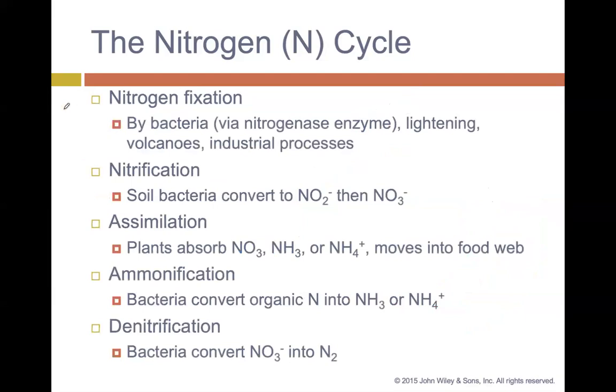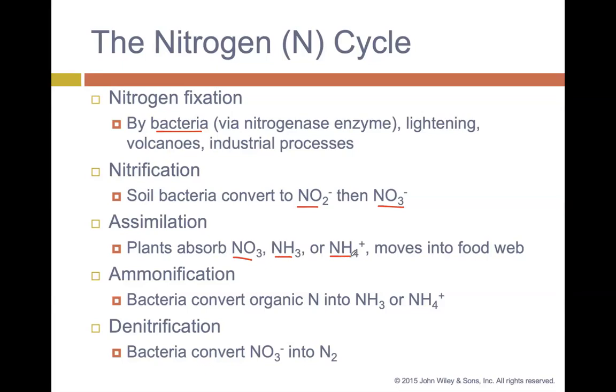This kind of gives you a little more information about what all those words mean. Nitrogen fixation occurs by bacteria, in lightning, volcanoes, or other industrial processes. Nitrification is when soil bacteria convert NO2 to NO3. Assimilation is when plants absorb these compounds of NO3, NH3, and NH4.